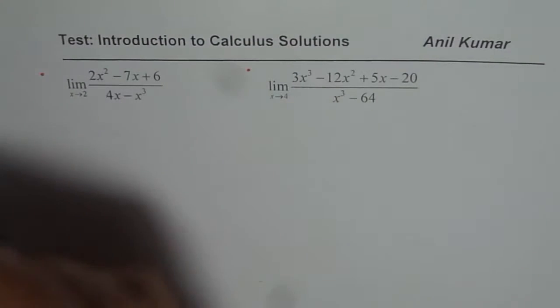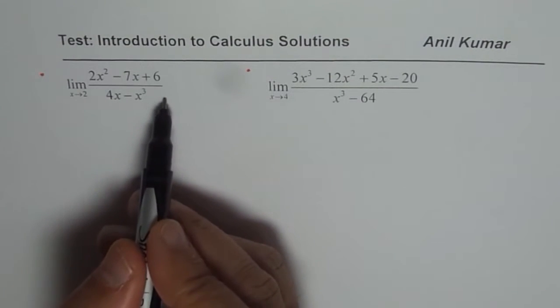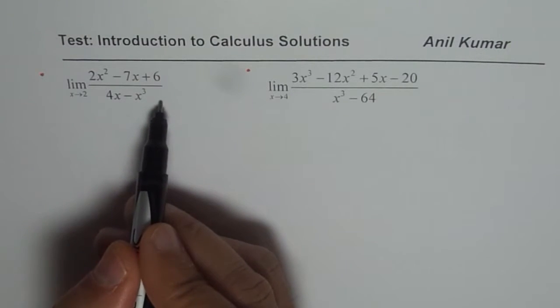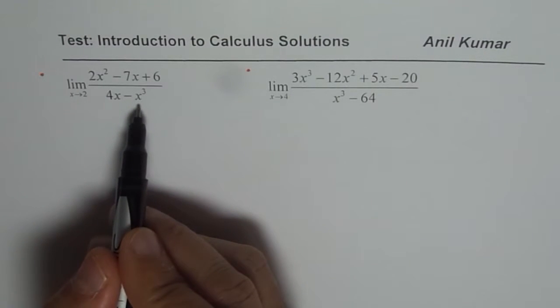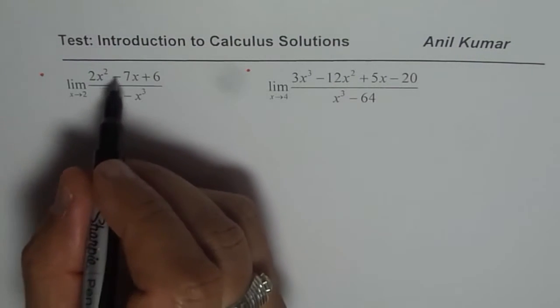So let's factor first. Now if I substitute 2 here, you'll find that this is 0 over 0. Now, that is the indeterminate form. 0 over 0 indicates that we have a common factor in numerator and denominator, and the factor is x minus 2. So let's factor and figure it out.